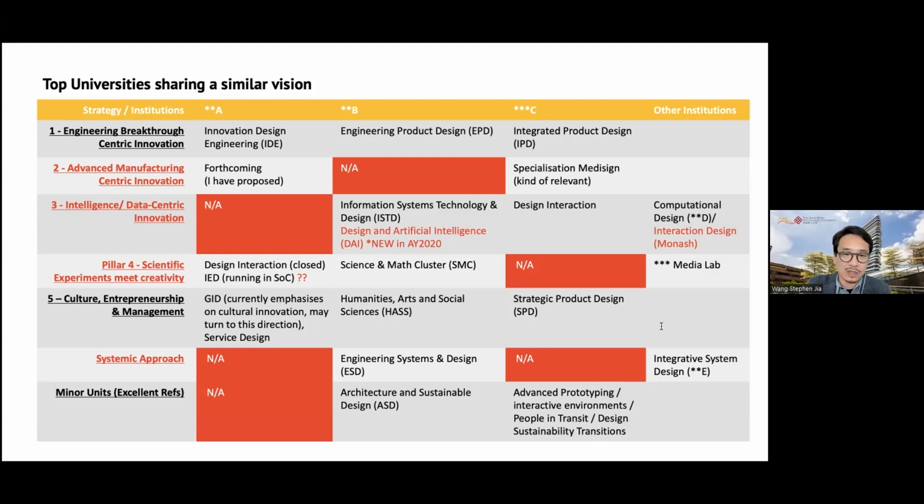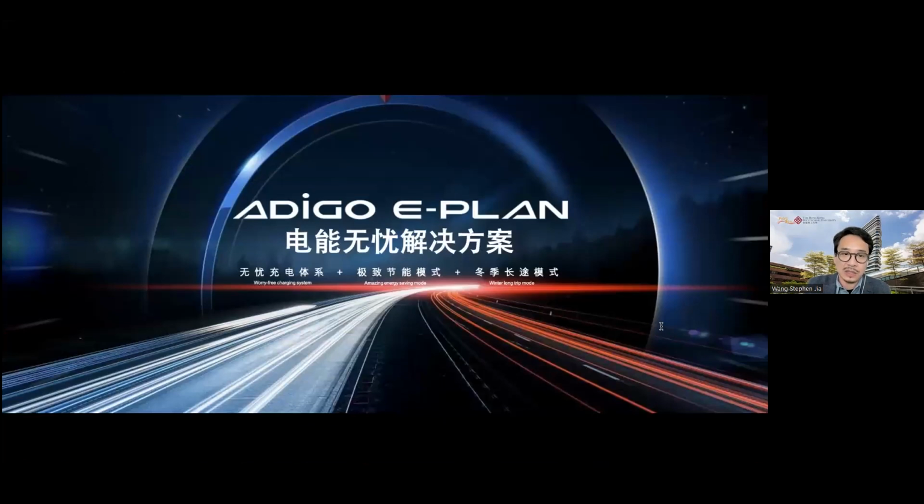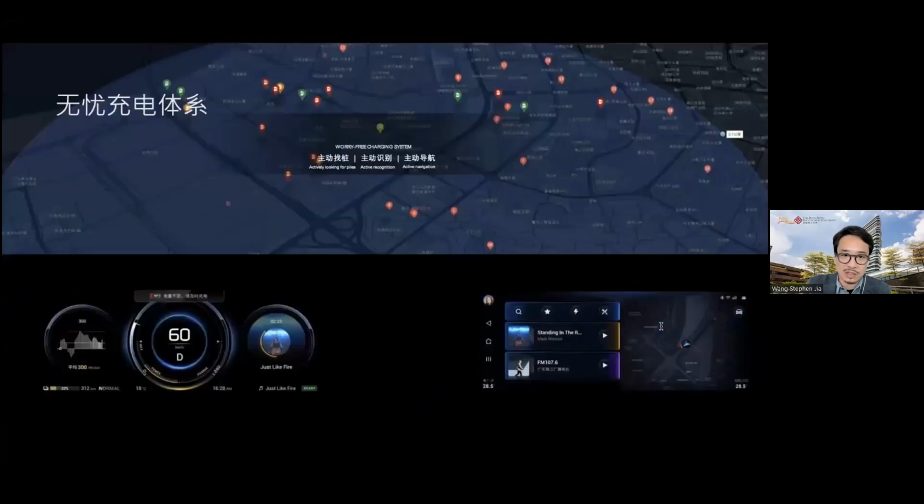Here I just want to give you a quick example. We have a long-term collaboration with the GBA industry, such as Guangzhou Motors, the GAC group. We focus on user experience design, and together we developed this Artigo e-plan for the electric car charging systems. When you talk about charging, you just say, okay, I just find the charging post and charge my car. Actually, to achieve a very good user experience, it's not that straightforward.